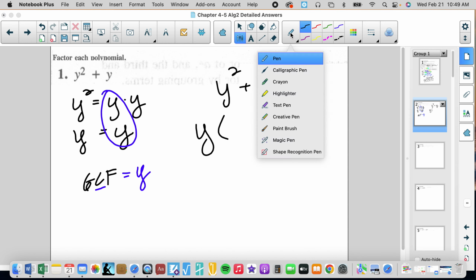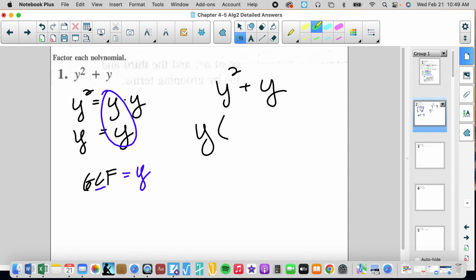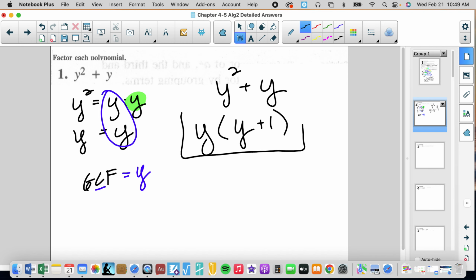I have a y left over, so I need to write a y in there. And what's left over in the second term? Well, if I take a y from y, I'm not left with 0, I'm left with 1. So this is the factoring of that. Outside is always going to be the GCF, and inside the parentheses is going to be what's left over.